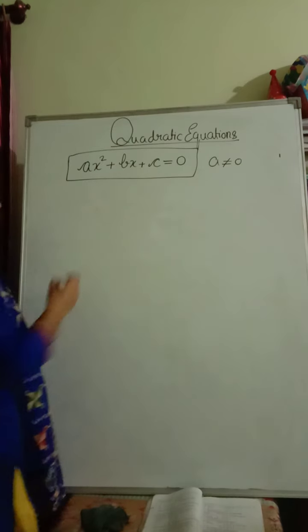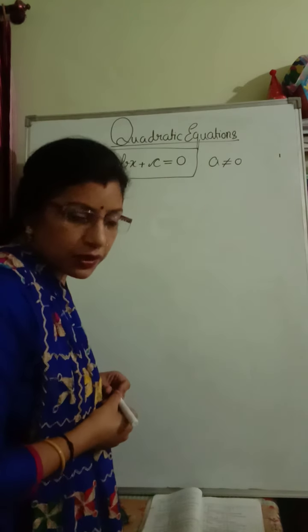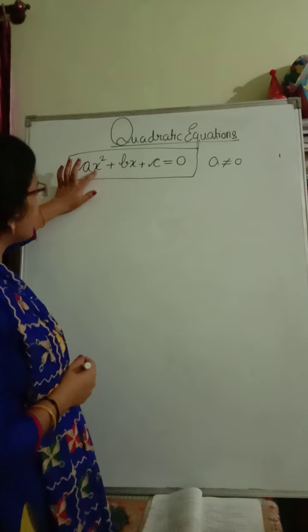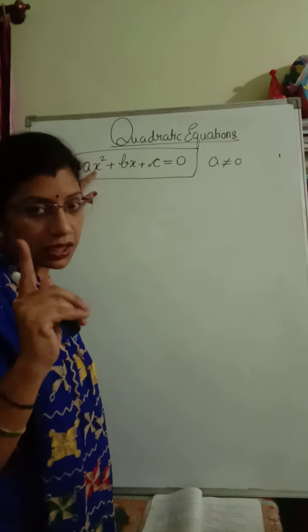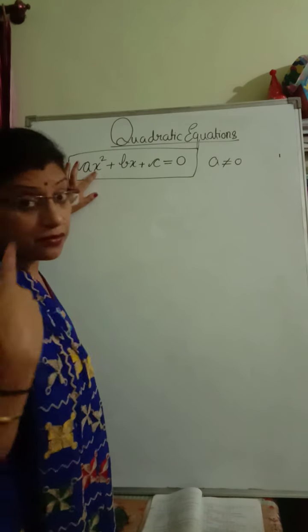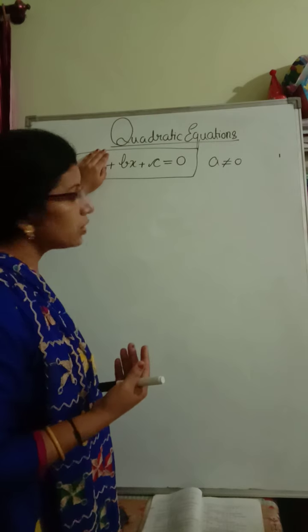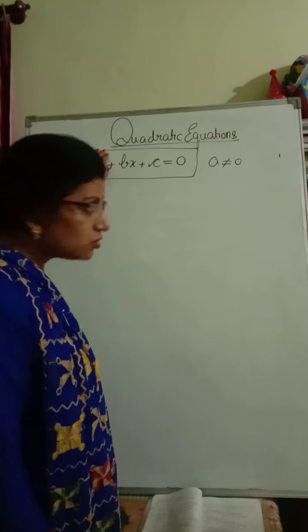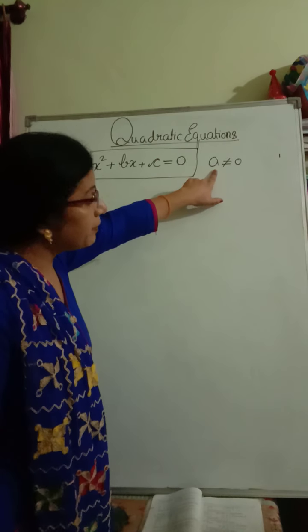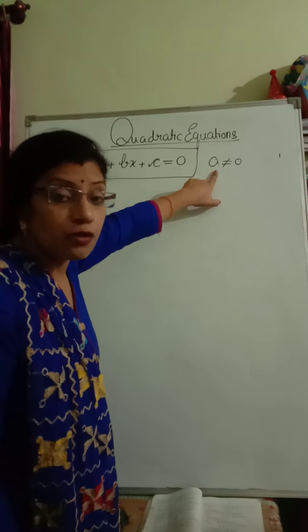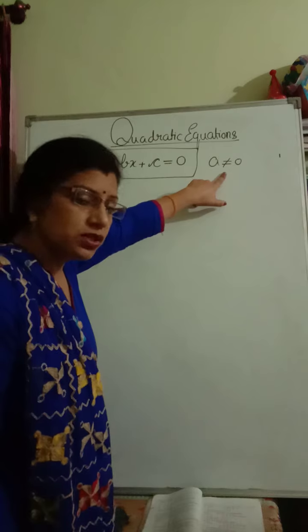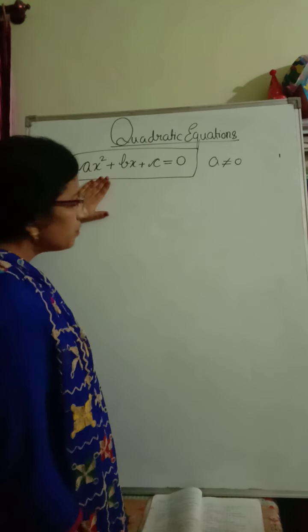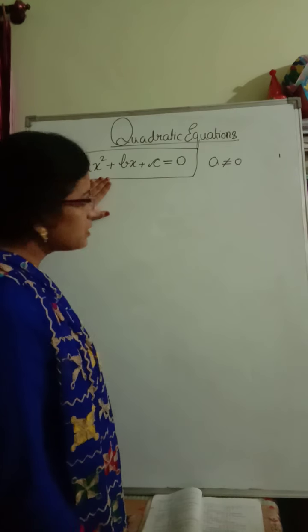a should not be 0. Others can be 0, so x square must be there. So that will be a quadratic equation. In which equation there is no x square, that is not a quadratic equation. Okay. So let us do. This thing you just keep in mind, where a should not be 0, a is not equals to 0, and the general form is ax square plus bx plus c.